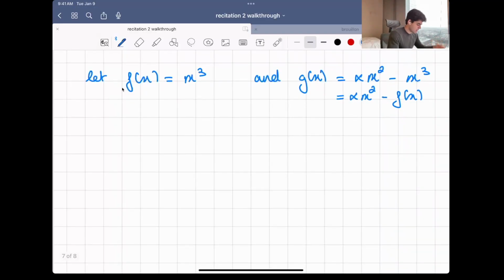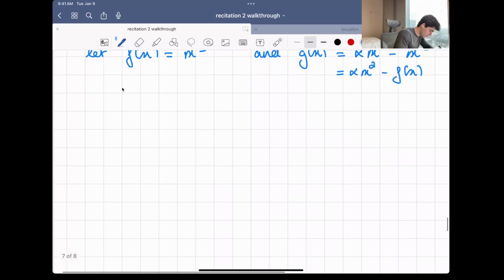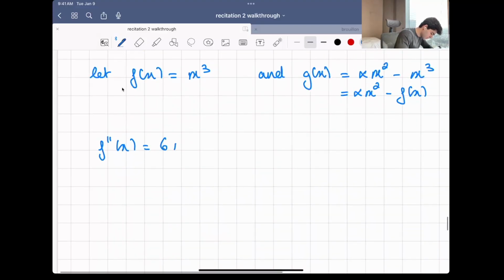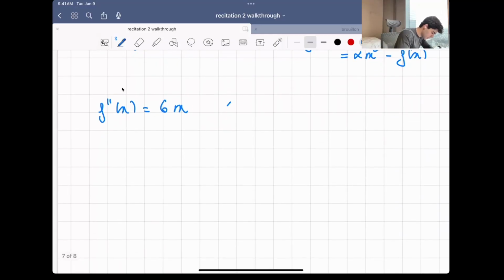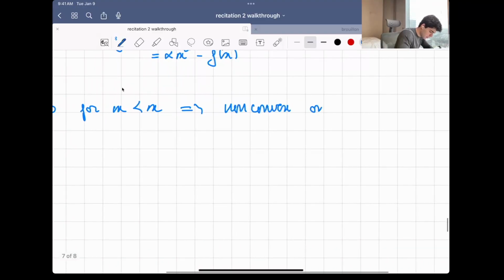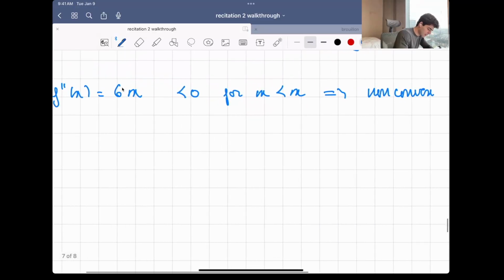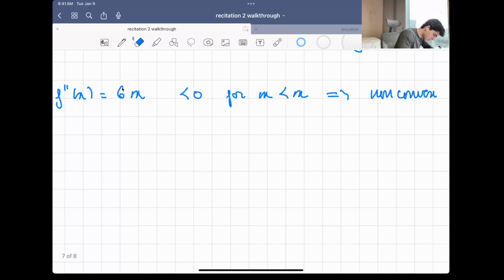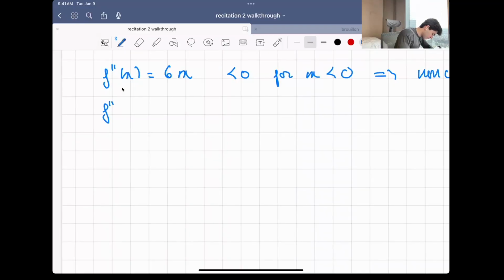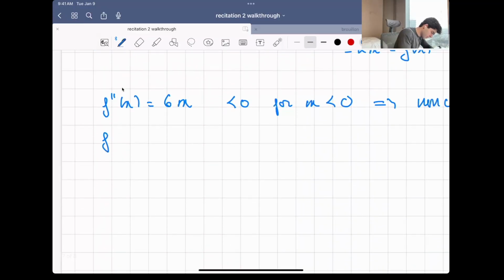That's our plan for the future. Right now, we have to show that these guys are not convex. We're in one dimension, so we can just take the second derivative of each. f prime prime of x is equal to 6x, which is smaller than 0 for x smaller than 0, hence non-convex on R. Non-convex when x is smaller than 0. It's hard to talk and write at the same time. And g prime prime, what is g prime prime?